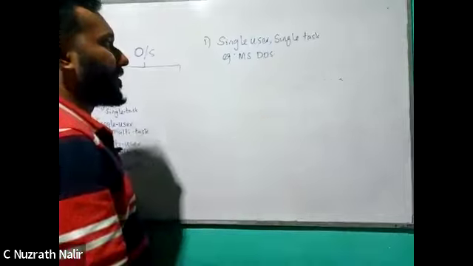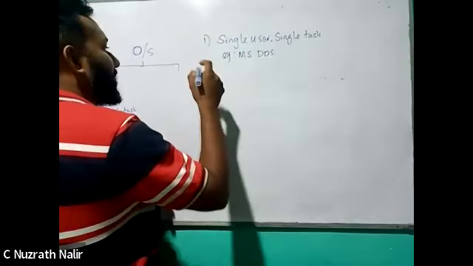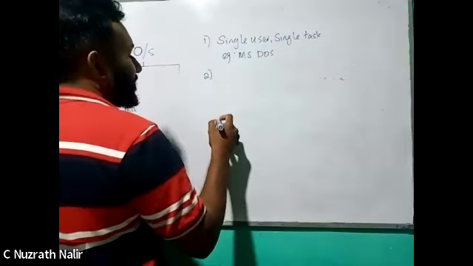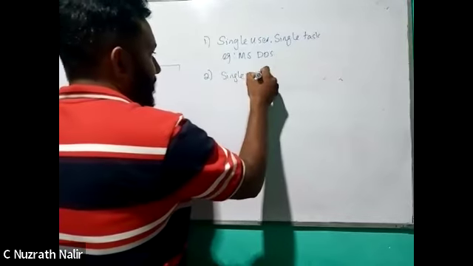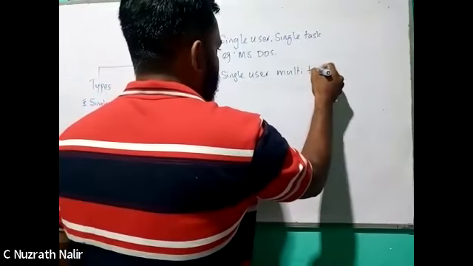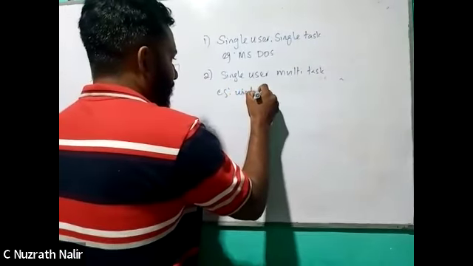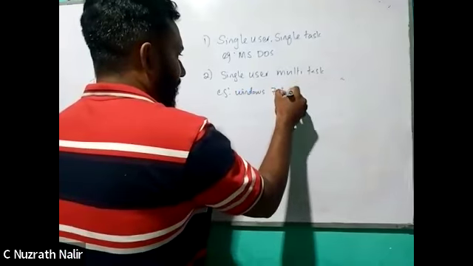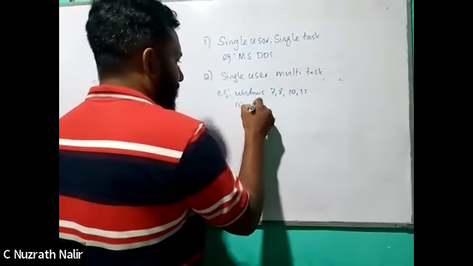So this is the way we were using the earlier versions. Second one, single user, multitask. Example, Windows 7, 8, 10, 11, macOS.